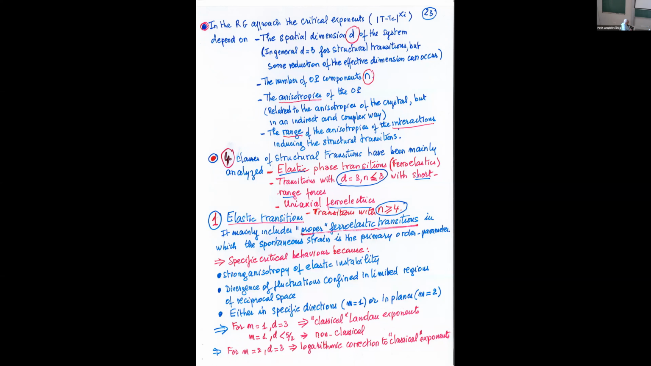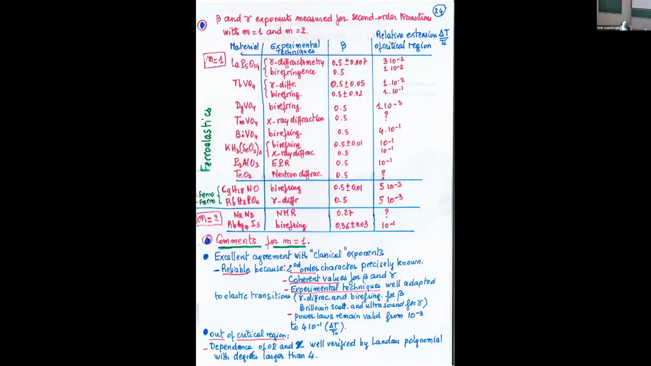So for m equal 1 and d equal 3, as we will see in the next slide, it really fits very well with the classical mean field Landau theory critical exponents. Of course, calculations show that when you reduce the dimensionality, and also some experimental examples show, it does not fit with the Landau mean field classical exponents. For n equal 2 and d equal 3, there have been some works showing that you had to include logarithmic corrections to the classical results. So let's go to the next slide.